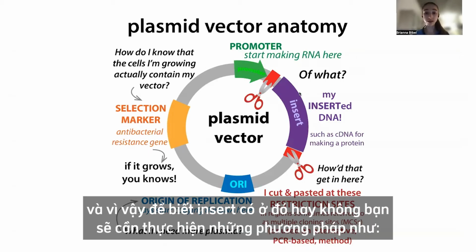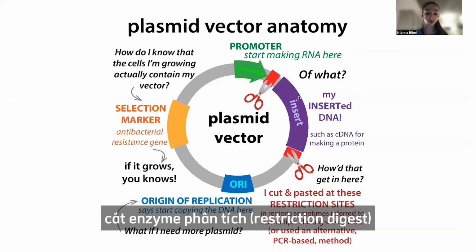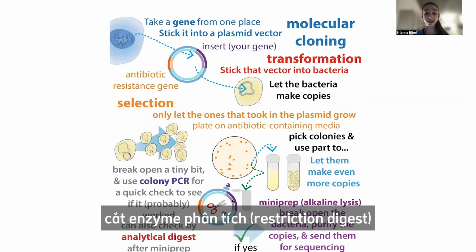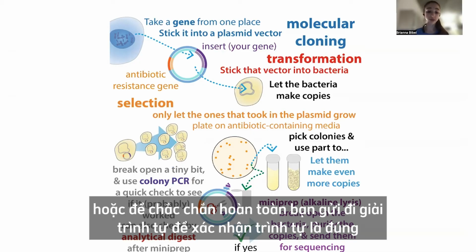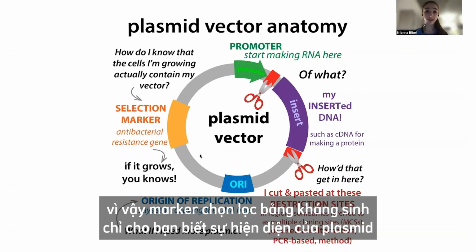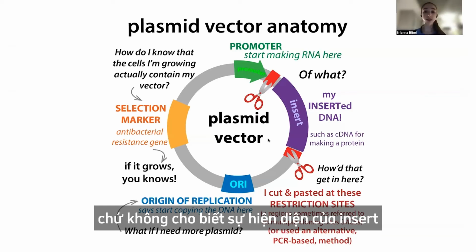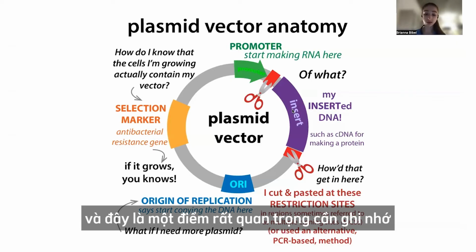In order to tell if the insert is in there, you're going to need to do things like analytical restriction digest, where you try to cut it and see if it's in there, or colony PCR, where you try to amplify the region that has the gene and see if the region really is there. Or, to know for sure that there are no typos or anything, you send it for sequencing to make sure that the sequence is in there. So the selection marker is only going to tell you about the presence of the plasmid and not the presence of the insert. This is going to be an important thing to keep in mind.